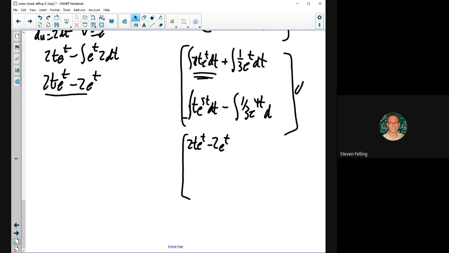And then I have to do this integral, which I can just directly do. That's 1/3, and then the antiderivative of e to the t is e to the t. This one here is also going to require integration by parts. So let me do that off on the side.